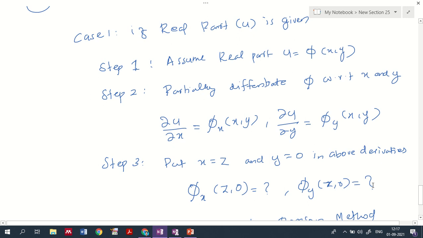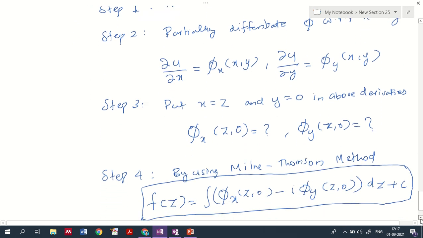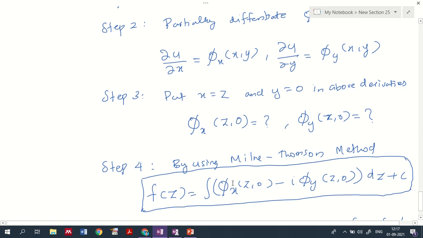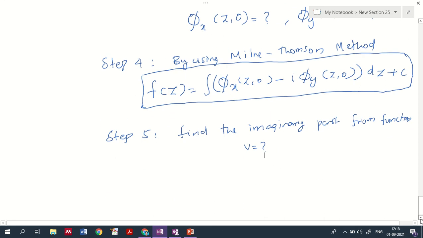And now finally, using the Milne-Thomson method, it says that the integral of phi_x(z, 0) minus i phi_y(z, 0) dz plus c is the corresponding analytic function. Once you have the analytic function, you can easily find the real part and imaginary part. We can get the imaginary part simply if you know the value of u. So this is the way Milne-Thomson proposed to identify the function.